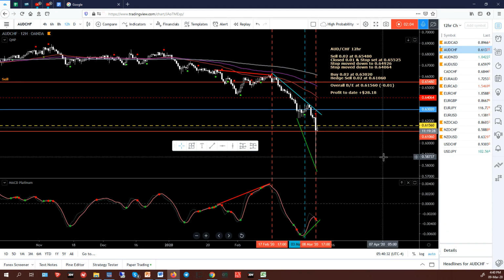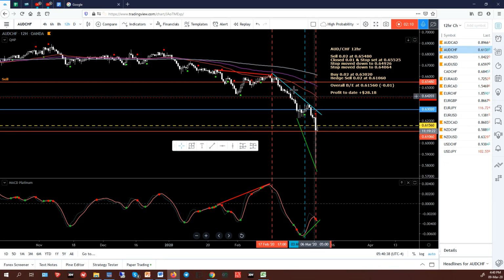Oz-Swiss. Took a sell just before a hedge sell in here. So my sells are marked by the intersection of the red lines, so vertical and the horizontal. And as you all know by now, my signals are taken on these dots on the QMP filter, these green and red dots on price chart, depending on where the MACD platinum is.